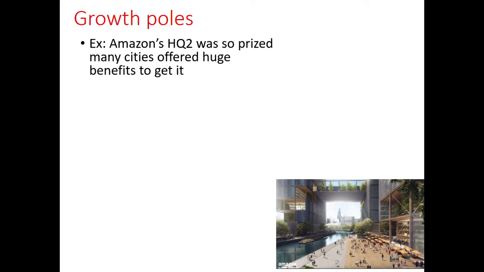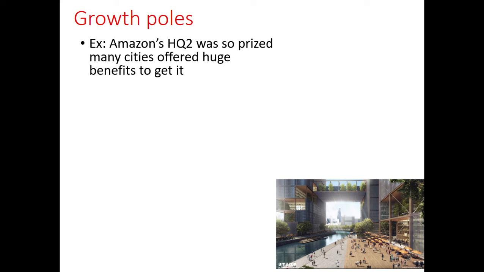All right, last thing we'll talk about, and then we'll get to what you actually read about last night. Growth poles are another factor to consider in the post-industrial landscape. How do you make your town grow again? Well, some places become growth poles. One really good example of this that we've talked about enough in class is Amazon's second headquarters. It was so prized as an employer for a town or a city because it would have offered huge benefits to that city.